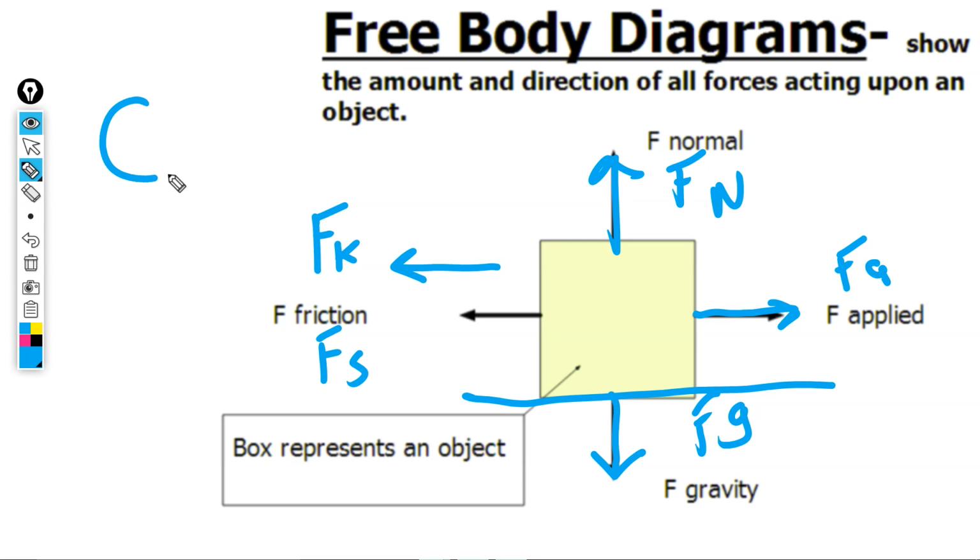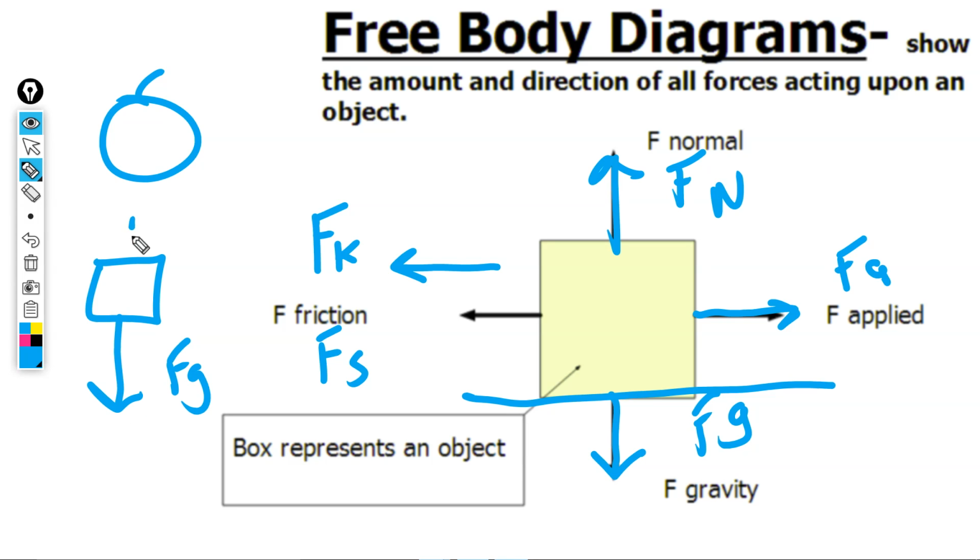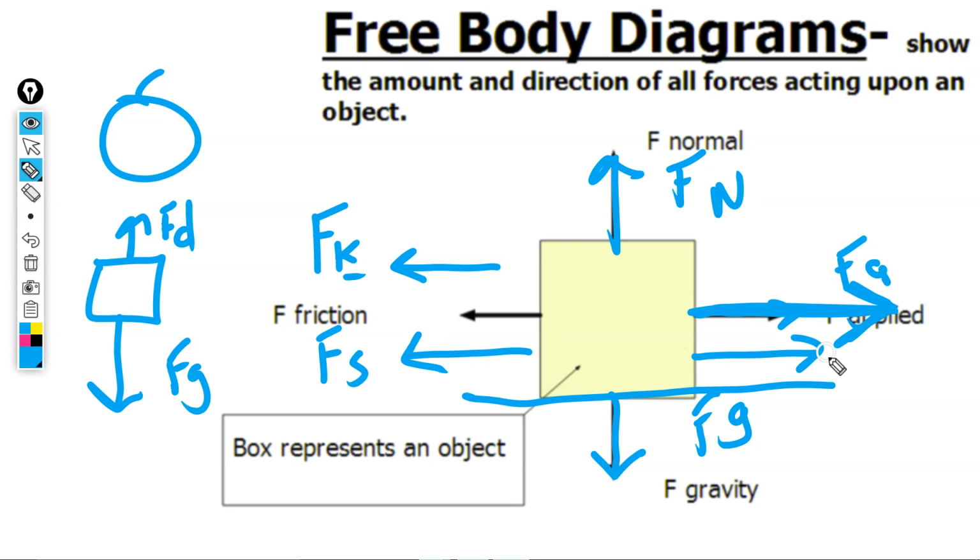And another scenario is if we had a free falling body like an apple, it would be force of gravity bigger and drag would be smaller. In this case, if we had kinetic friction, the applied force would be larger than the kinetic force. And if it was not moving, then our static friction would be the same as our applied.